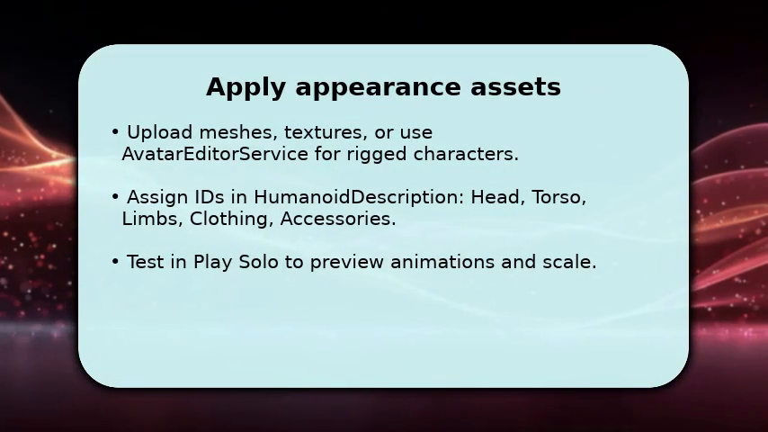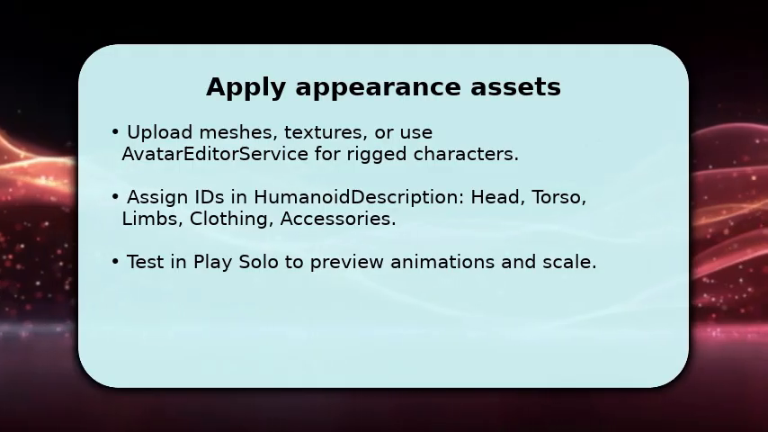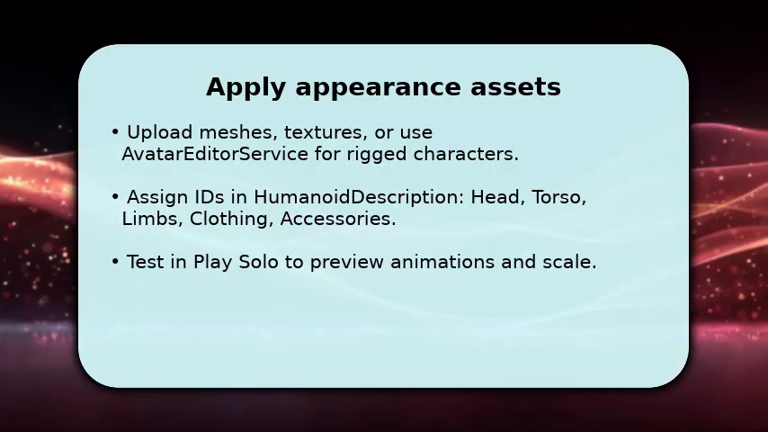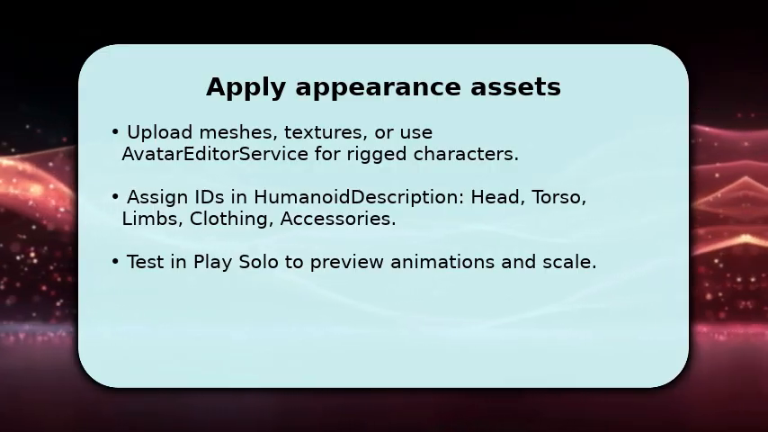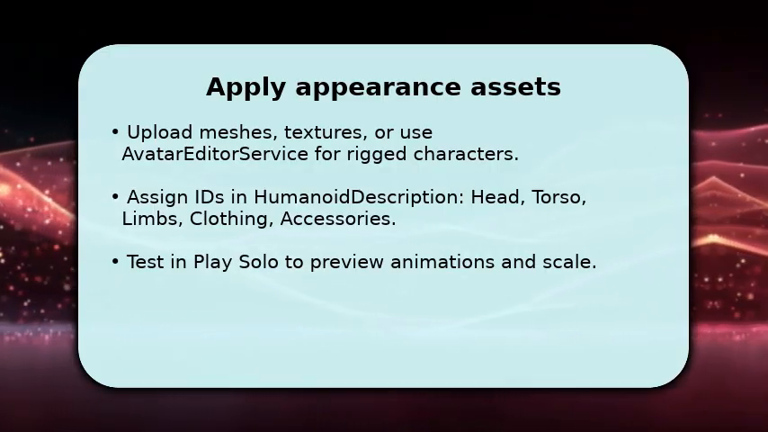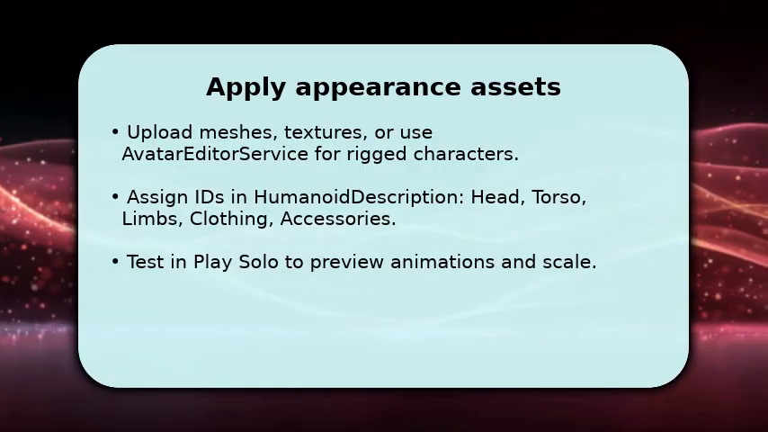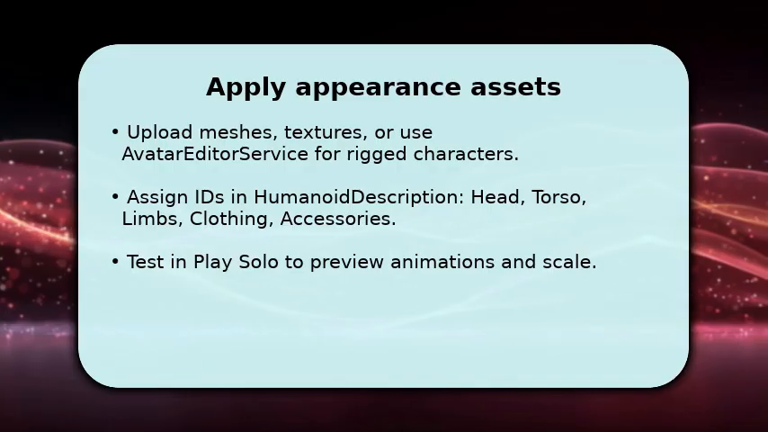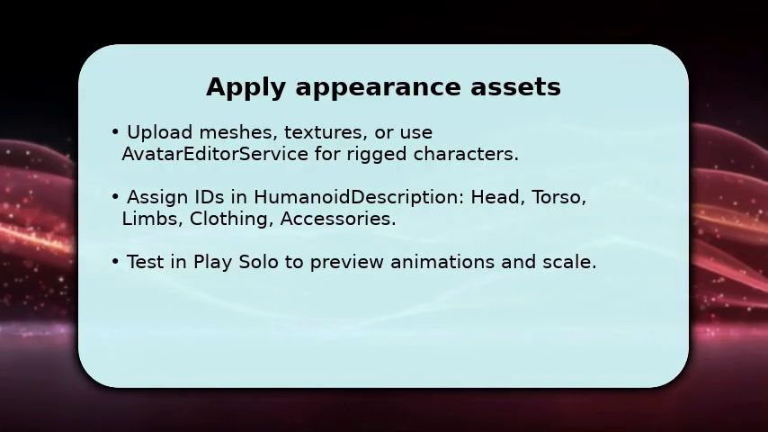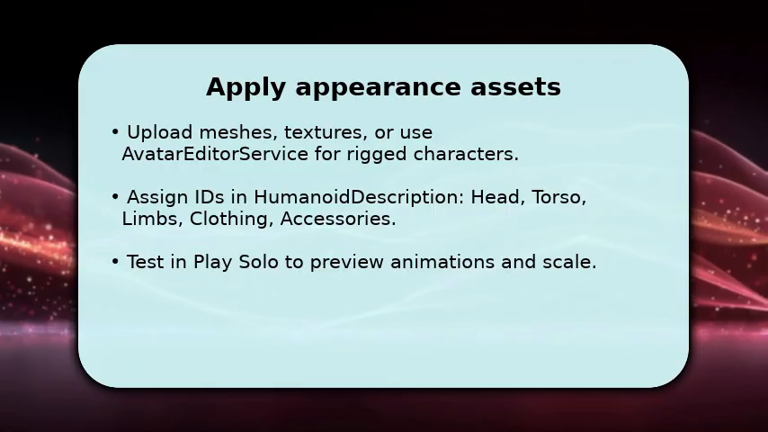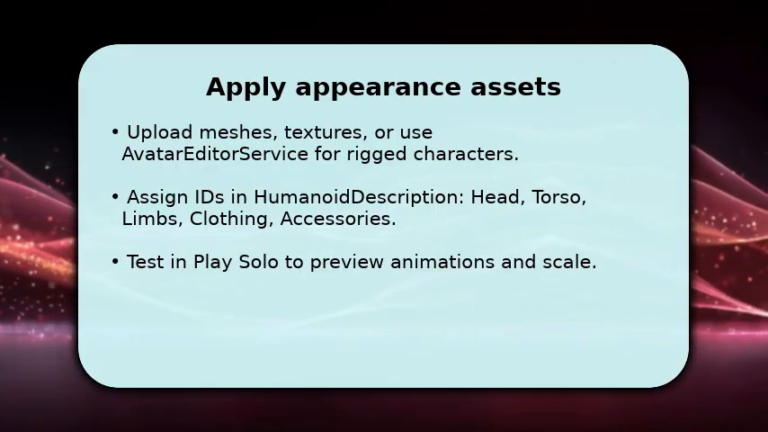Now apply the actual assets: meshes, textures, clothing, and accessories. If you use a custom rig, make sure it's R6 or R15 compatible. Mismatched rigs break animations. For script-driven changes, create a humanoid description and set asset ID for body parts, clothing, and accessories, then apply it to the player's humanoid.